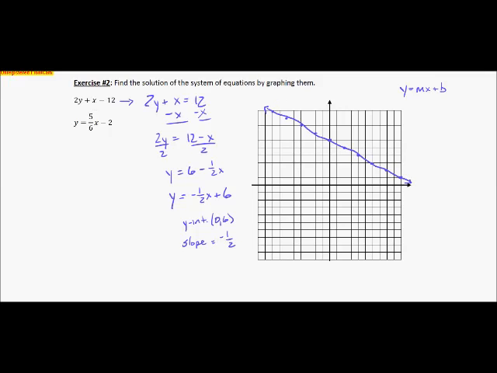Alrighty, and then we're going to go ahead and graph this one. Now this is already in the form y equals mx plus b, so my y-intercept here is 0, negative 2. Again, I get that right from there. And my slope, my m, is equal to 5/6. Alright, so I go to my y-intercept, 0, negative 2, and I go up 5. 1, 2, 3, 4, 5. 1, 2, 3, 4, 5, 6. And oh, look at that. That comes right onto that point.